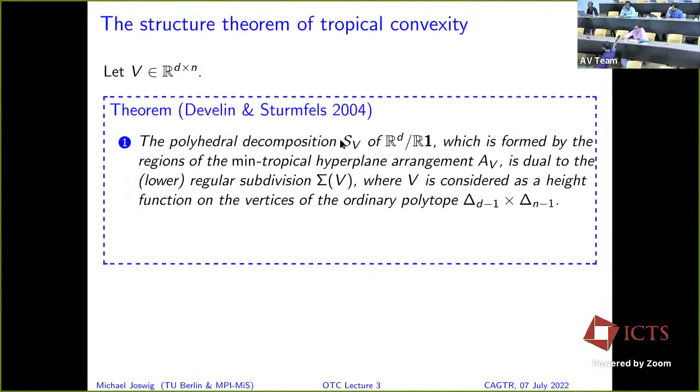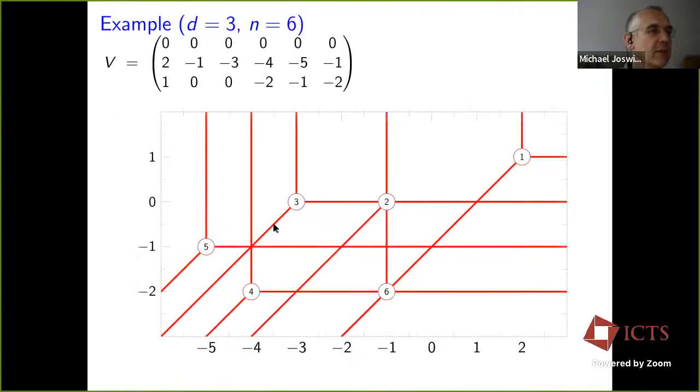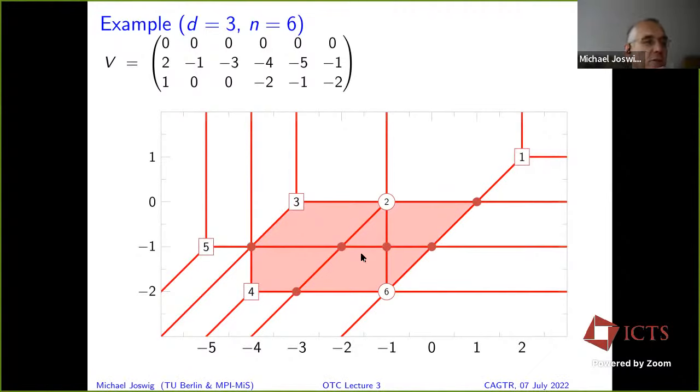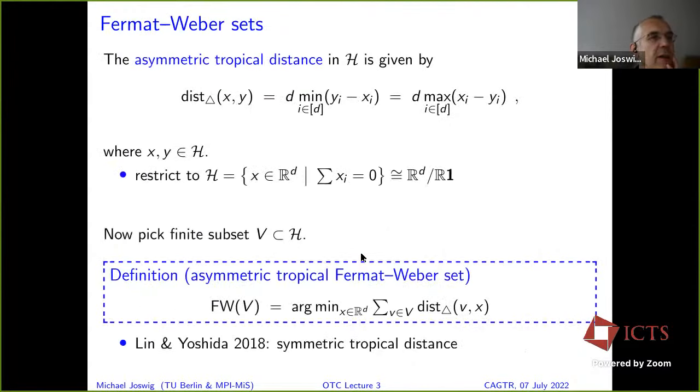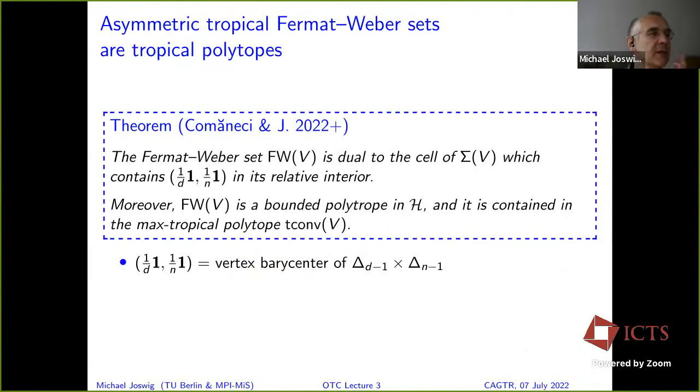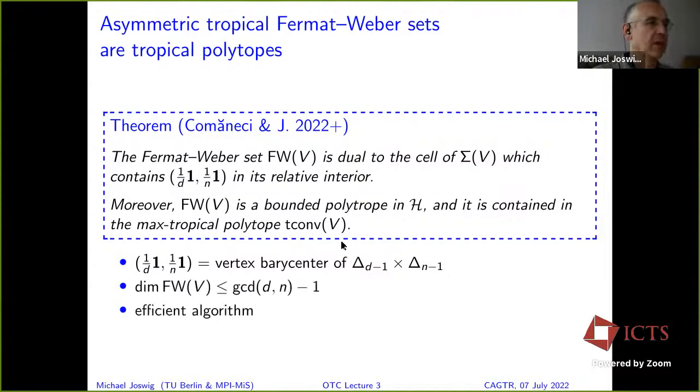And the thing is, here you see the bounded cells of this hyperplane arrangement are always of this form. So all of them are polytopes. So here you have 1, 2, 3, 4, 5, 6 polytopes that contribute to the tropical convex hull. Once I know that it is such a cell, the polytope property follows from the structure theorem.